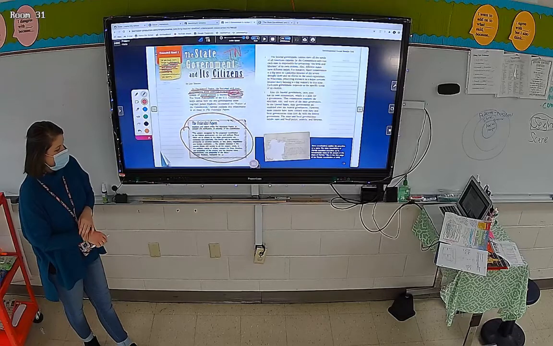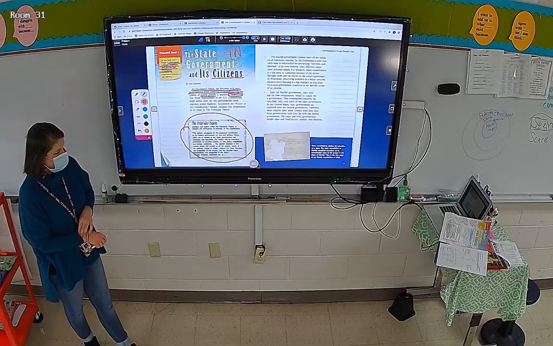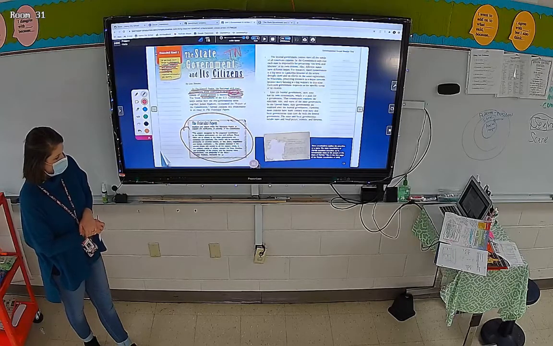the powers reserved to the several states will extend to all the objects which, in the ordinary course of affairs, concern the lives, liberties, and properties of the people and the internal order, improvement, and prosperity of the state. James Madison, Federalist, number 45.